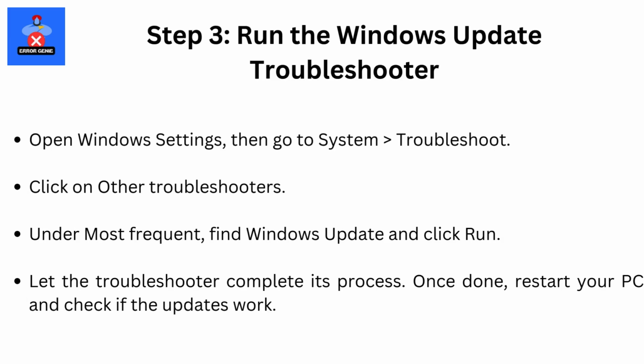Step 3. Run the Windows Update Troubleshooter. Open Windows Settings, then go to System, then Troubleshoot. Click on Other Troubleshooters. Under Most Frequent, find Windows Update and click Run. Let the troubleshooter complete its process. Once done, restart your PC and check if the updates work.